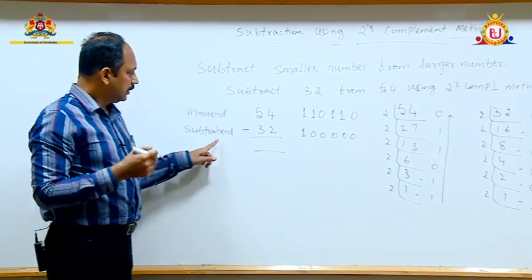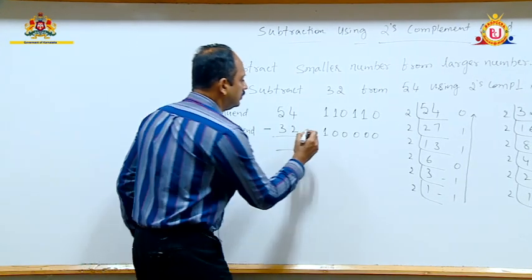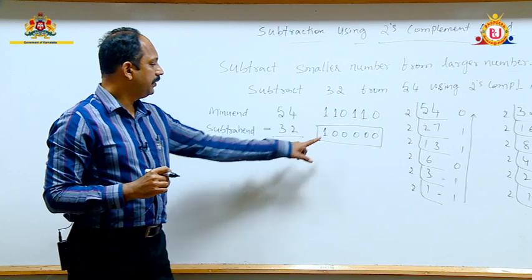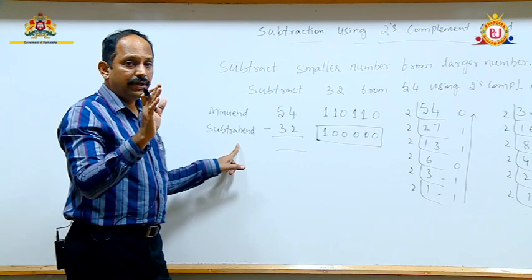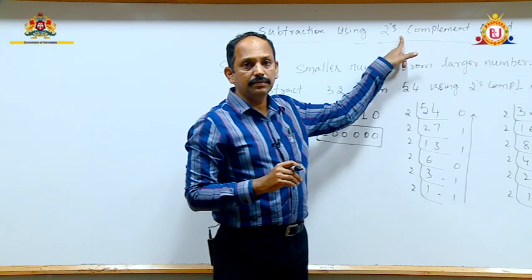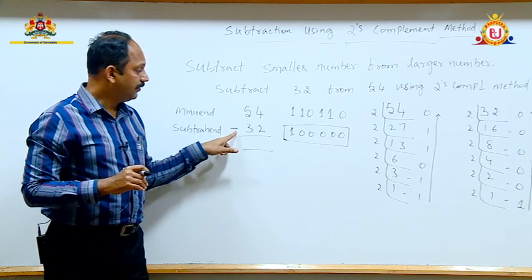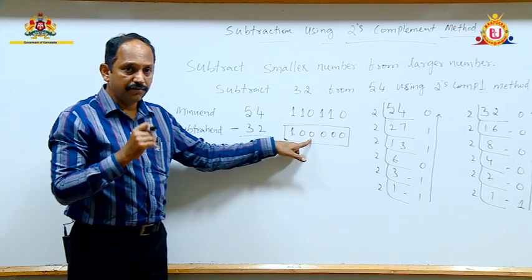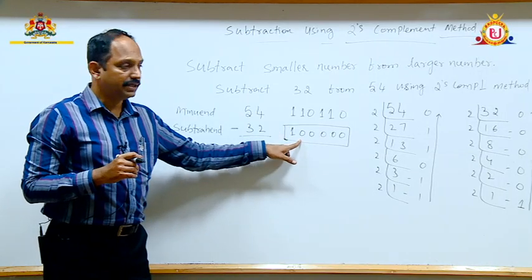So, the negative value here is the number written at the subtrahend. Always we have to take the negative value for complementation, not the positive value. Here this is the positive value and this is the negative value. The negative decimal is converted into binary here. This number should be considered.